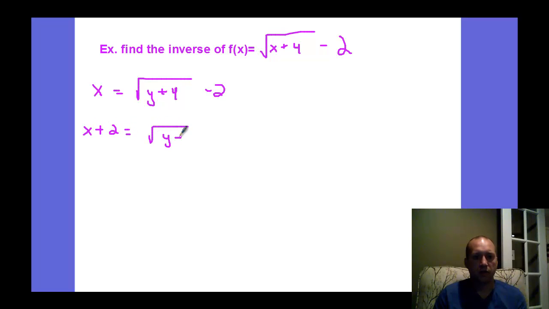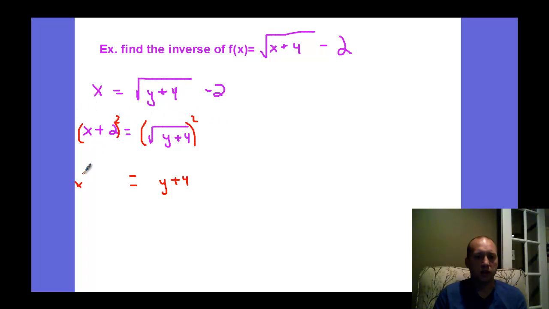Square root of y plus 4. And now, to get y by itself, we have to remember how to get rid of this square root: you get rid of it by squaring both sides. So when we square both sides, the right side is pretty easy. We just get y plus 4. But the left side is a little more difficult.